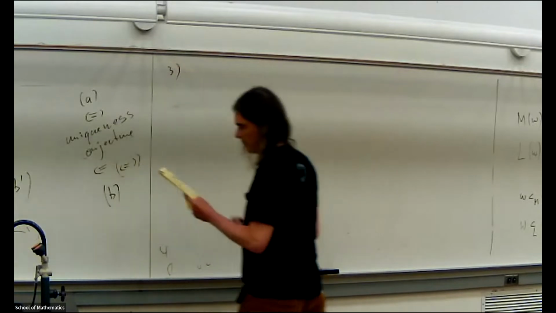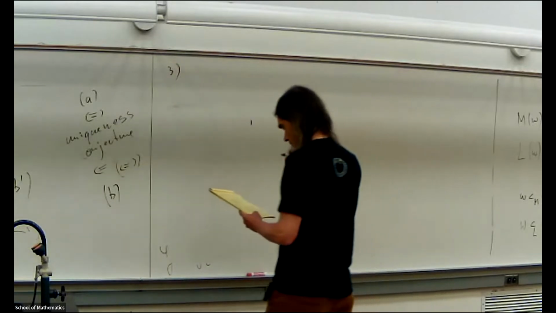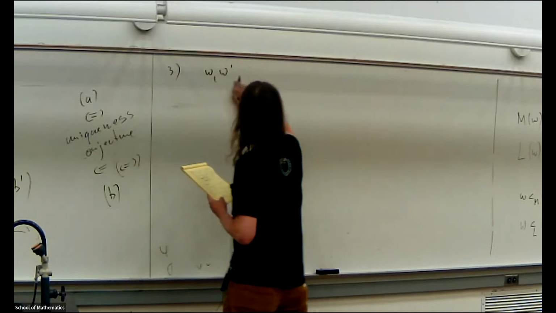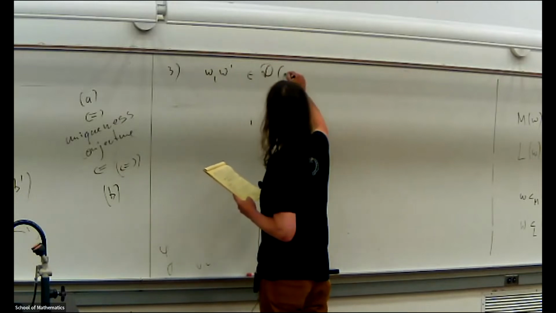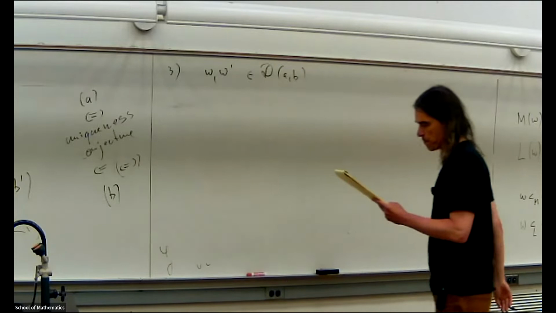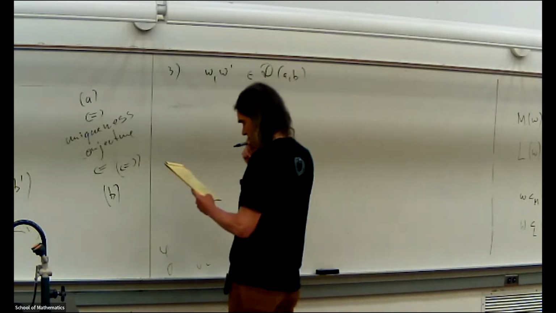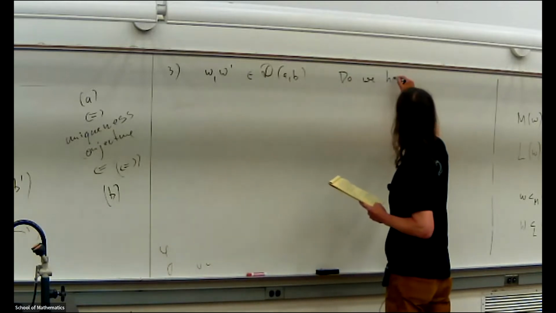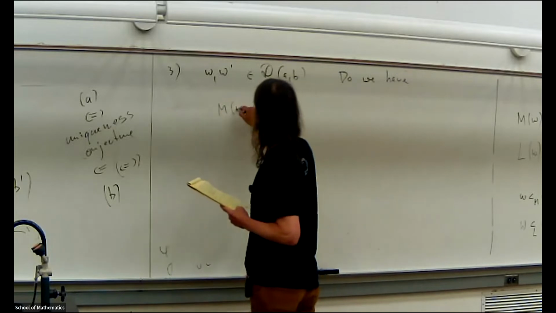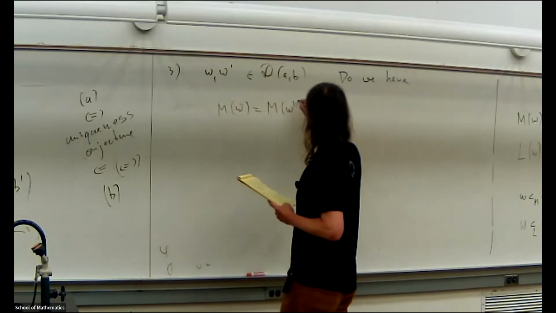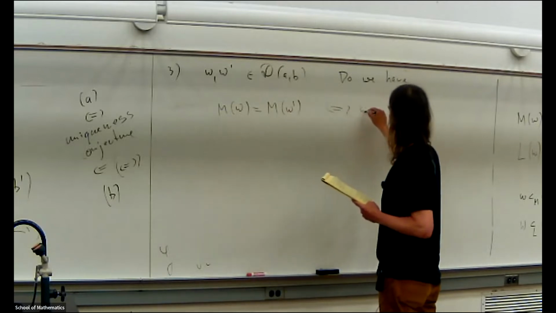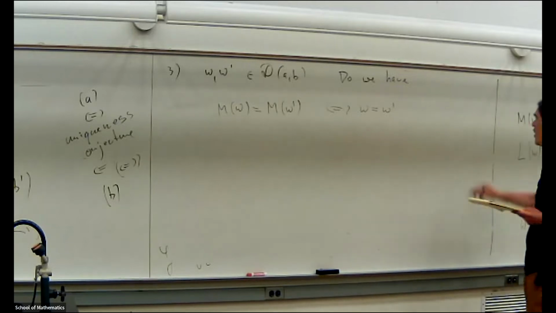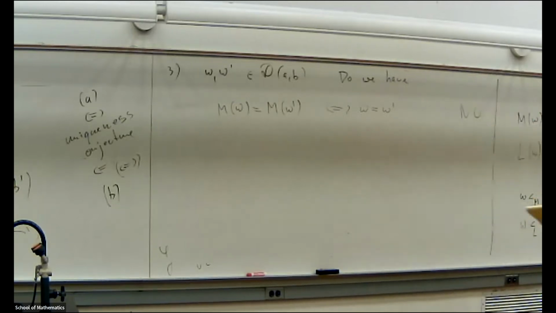Three. So take two paths, both going to AB. Then is it true that, right, so do we have: is MW the same as MW prime if and only if W is equal to W prime? And that's a nice question. The answer is no. Sorry, it's not an open problem.